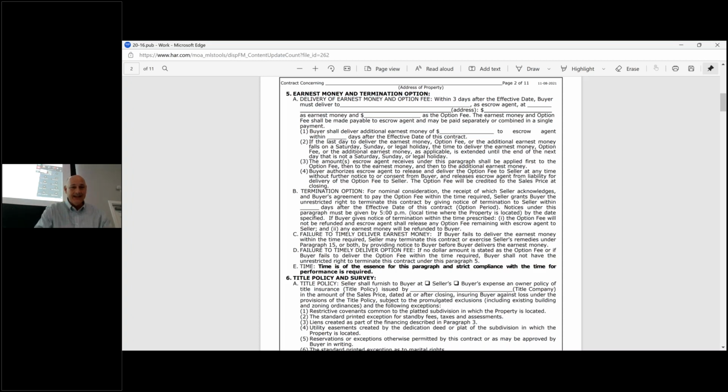We're almost ready, okay? A delivery of earnest money and option fee within 3 days after the effective date, buyer must deliver to blank as escrow agent at, and there's their address, this amount of money as earnest money and this amount as the option fee. The earnest money and option fee shall be made payable to the escrow agent and may be paid separately or combined in a single payment.